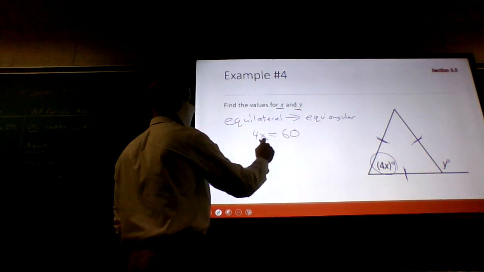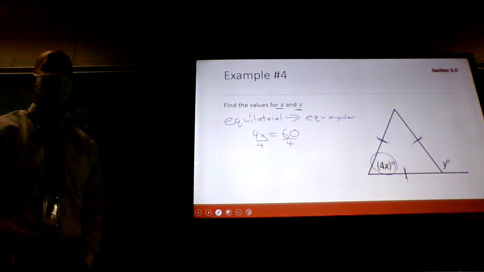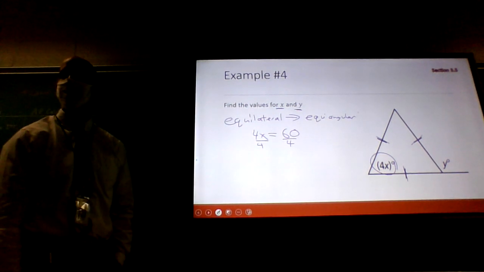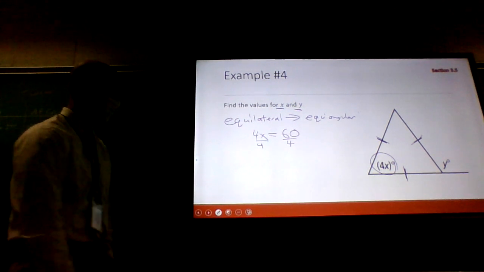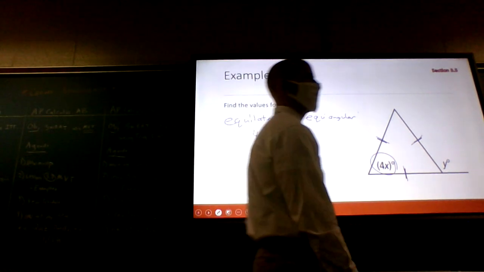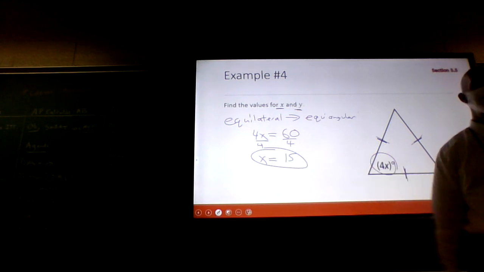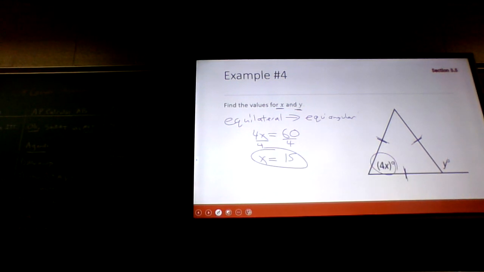Do you know how to divide 4 into 60 in your head? Can anybody do 4 divided into 60 in their head? What is it? 15. It is 15. 15 is the correct answer. Another way to think about that is if you've got a clock, how many minutes are in an hour? 60. What's a quarter of an hour? 15 minutes. Okay, good. Now, I found x. I found that x was 15 because I already know that this angle here has to measure 60, right?